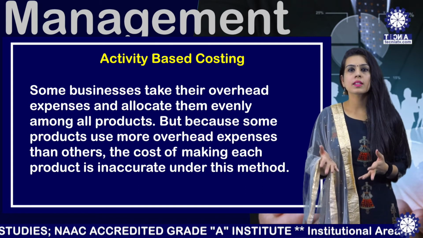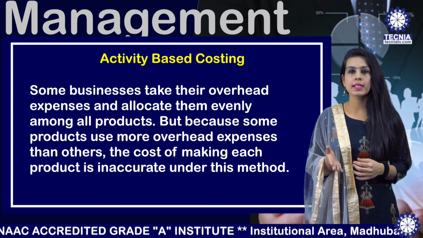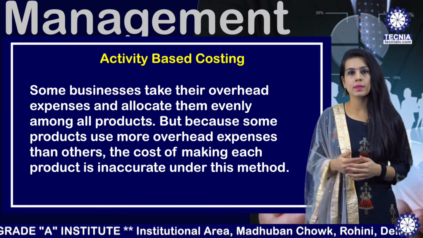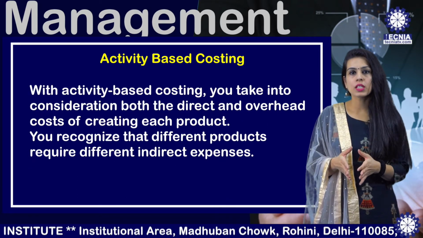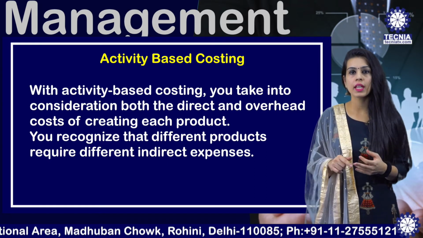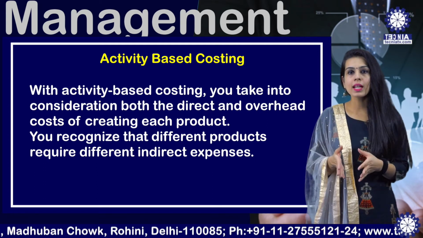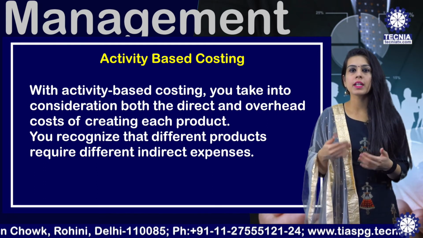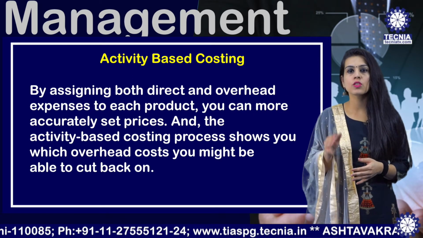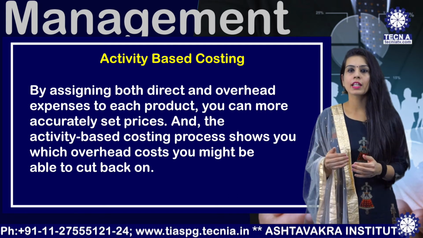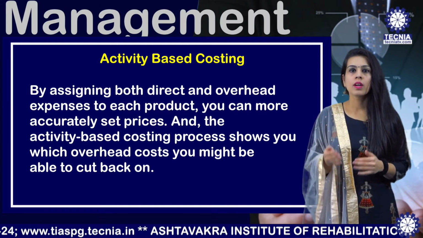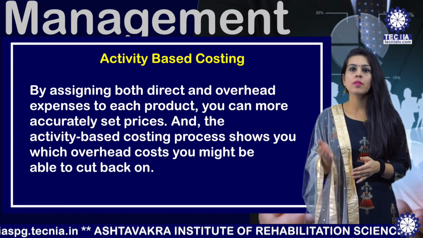But because some products use more overhead expenses than others, the cost of making each product is inaccurate under this method. With activity-based costing, you take into consideration both the direct and overhead cost of creating each product. You recognize that different products require different indirect expenses. By assigning both direct and overhead expenses to each product, you can more accurately set prices. And the activity-based costing process shows you which overhead costs you might be able to cut back on.